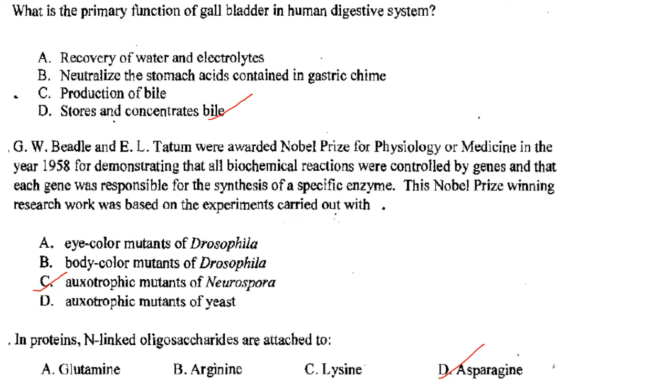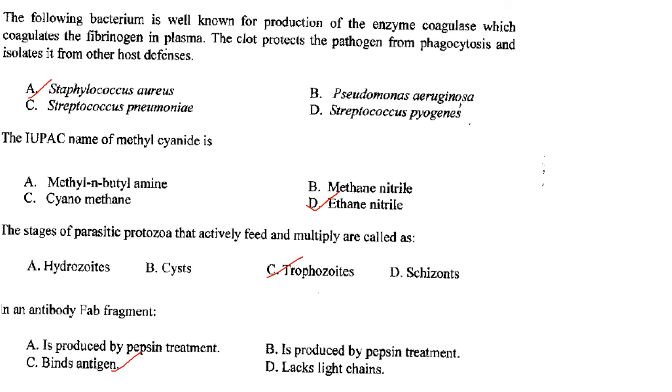Then, in proteins, N-linked oligosaccharides are attached to asparagine. Answer is option D. This is a repeat one. The following bacterium is well known for production of the enzyme coagulase, which coagulates the fibrinogen in plasma. The clot protects the pathogen from phagocytosis and isolates it from other host defenses. So the answer is Staphylococcus aureus. Answer is option A.